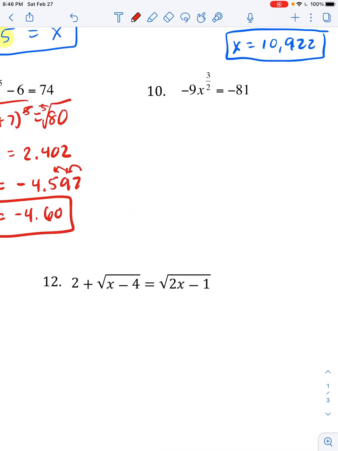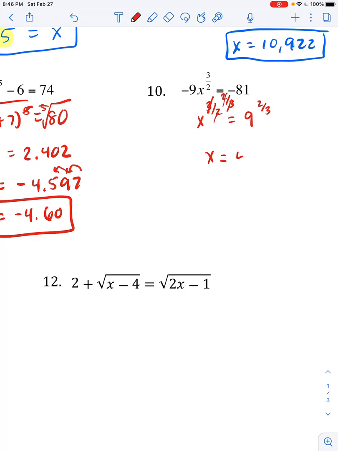Okay, my first move here will be to divide by that negative 9, leaving me with this, and that would leave me with a positive 9. Keep in mind, to get rid of a 3 over 2, we'll need a 2 over 3 power. So x will equal whatever 9 to the 2/3 is. And so I'm going to use my calculator to help me out. And I'm going to end up with, hang on, I made a mistake. No way. I didn't raise it to the power. So 9 to the 2/3.